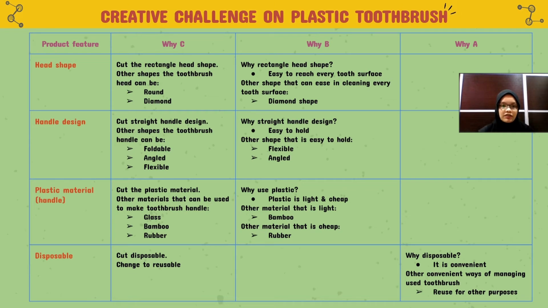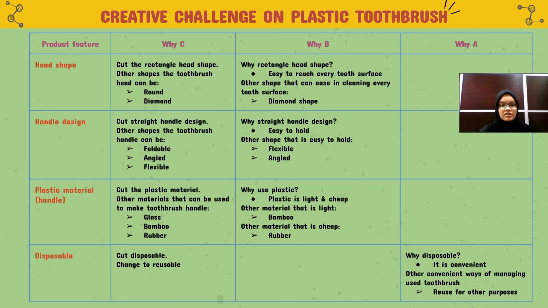The second feature is handle design, where we can replace it with maybe foldable, angle, or flexible design. For the reason why the handle is straight, it is easy to hold. So other shapes that make the toothbrush easy to hold are flexible and angle.